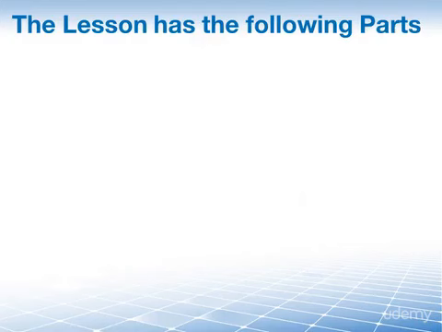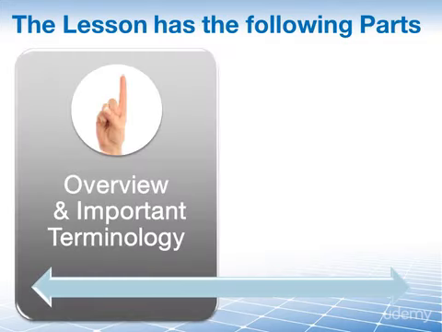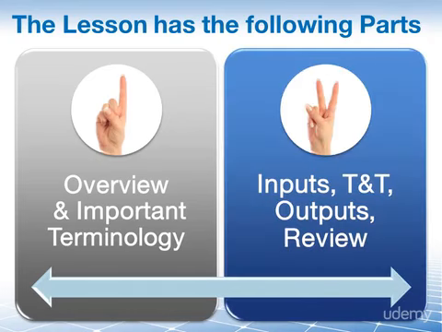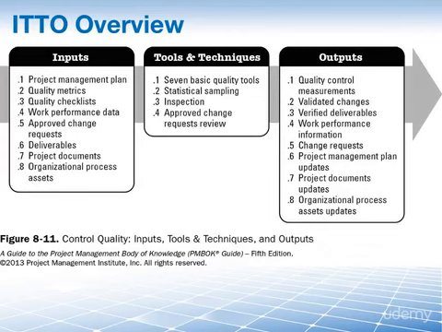Welcome back. I'm your instructor Cornelius Fichtner, and this is part 2 of our lesson on control quality. In part 1 we gave you an overview of the control quality process and introduced and defined important terms for you. Now here in part 2 we'll focus on the process inputs, tools and techniques and outputs, as well as a lesson review. We begin briefly with the ITTO overview from the PMBOK guide.